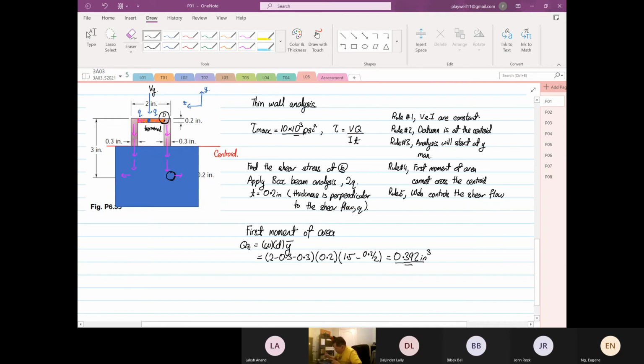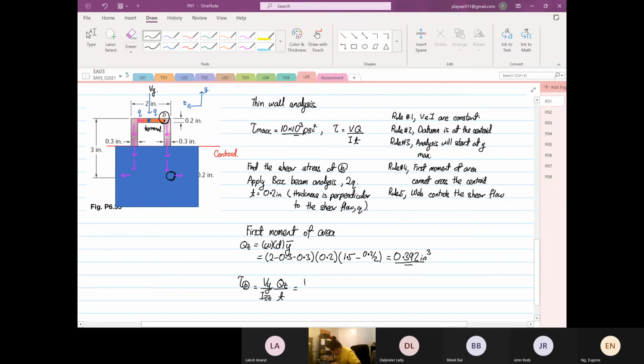Right. So now once we have this, we will know that the shear stress is equal to V over I at point A. Sorry, the shear stress at point B is equal to Vy over Izz, Qz divided by t, right?